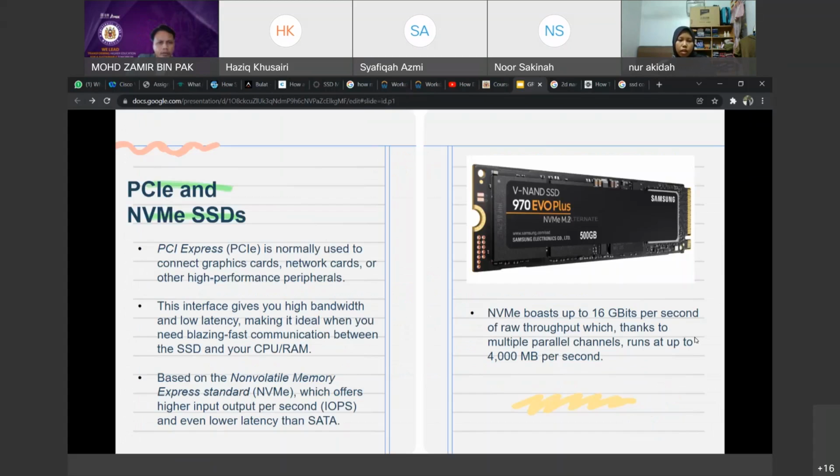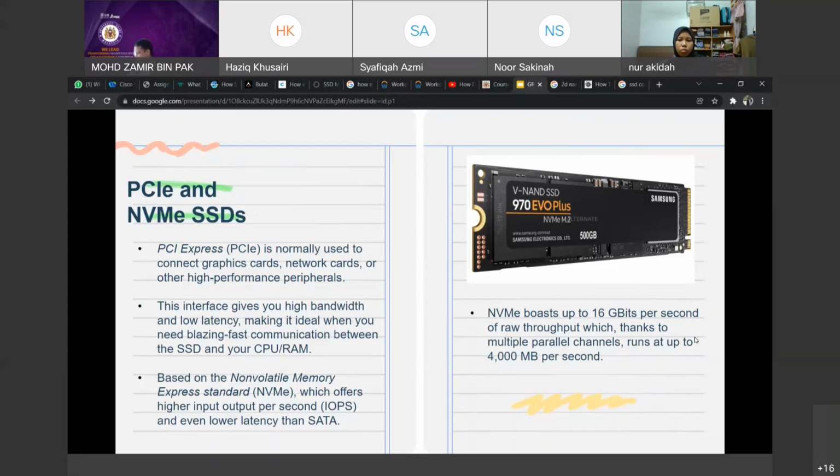The SSD is divided into two types. The first type is the more upgraded one, and the second type is the more traditional one. The first type is the PCIe and NVMe SSDs. PCI Express is normally used to connect graphic cards, network cards, or other high-performance peripherals. This interface gives you high bandwidth and low latency, making it ideal when you need blazing fast communication between SSD and your CPU. PCIe is based on the non-volatile memory express standard, which offers higher input-output per second and even lower latency than SATA.